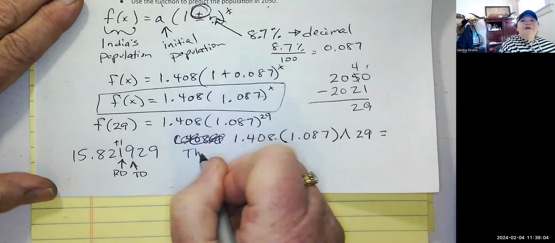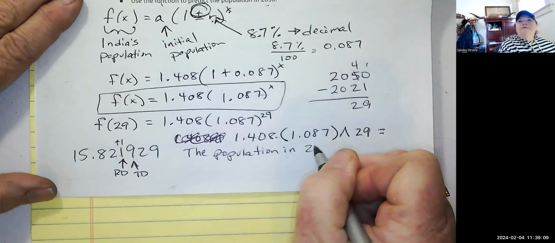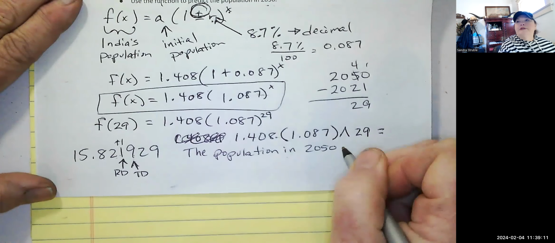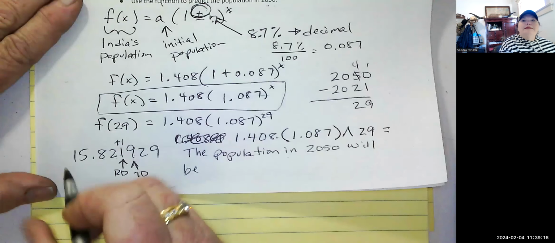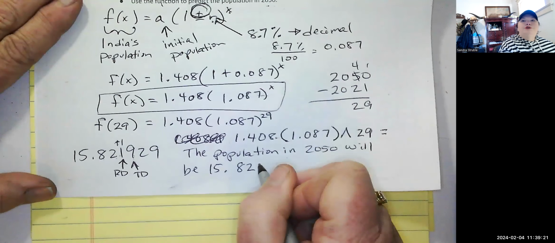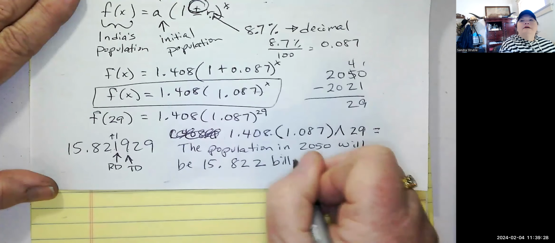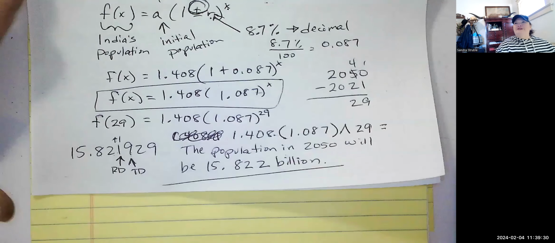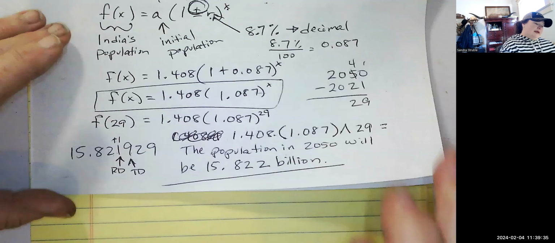So I'm going to say the population in 2050 for India will be 15.822, but then I've got to come up here and say billion, because otherwise you're saying there's only 15 people. That's so wrong. All right, let's keep going. If you have any questions about that, let me know.